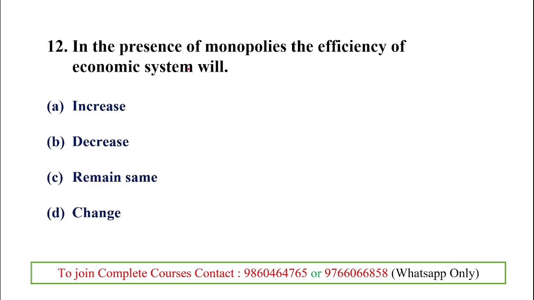And the next question is related to monopolies. The presence of monopolies causes the efficiency of the economic system to which level? To increase, to decrease, to remain the same, or to change? So here, what is a monopoly? A monopoly is a single seller, or the power is in a single hand. It is not spread among many of us. So we have to approach one single person. So it causes the welfare or the efficiency to decrease. We want efficiency from decentralized power, not centralized buying and selling of goods. Okay. So with the presence of monopolies, the efficiency of the economic system will decrease.